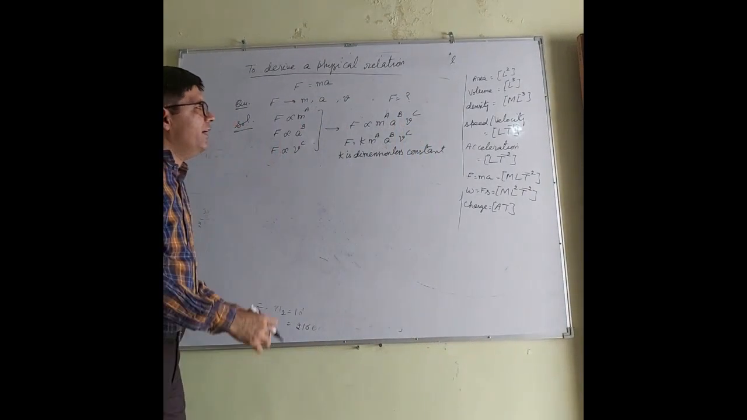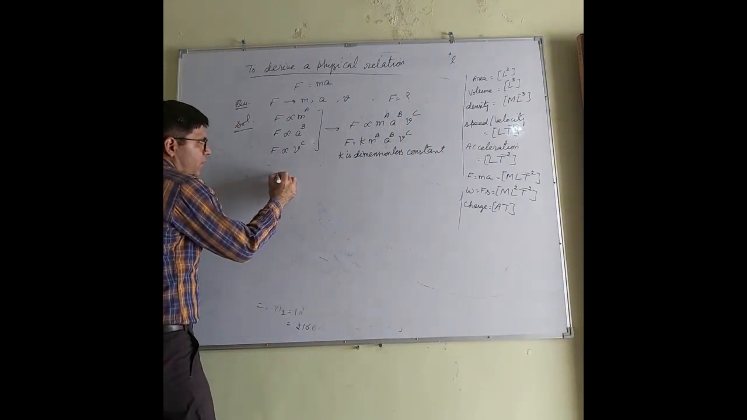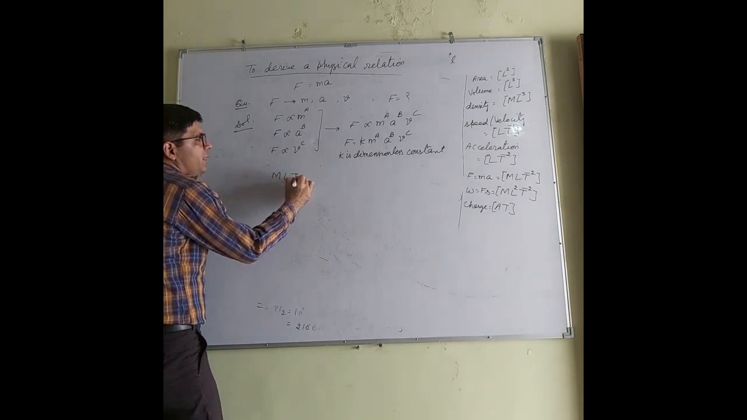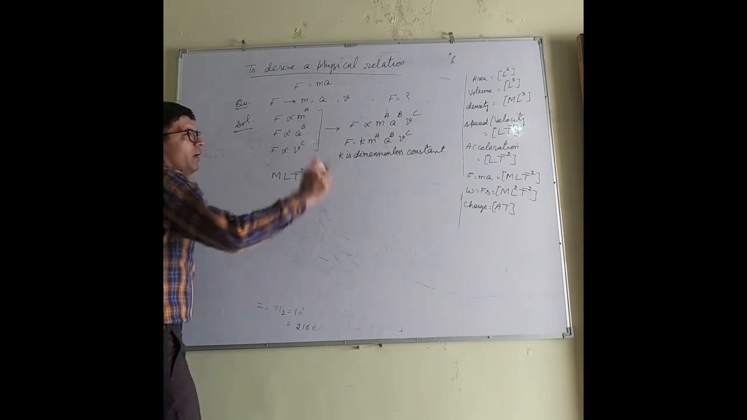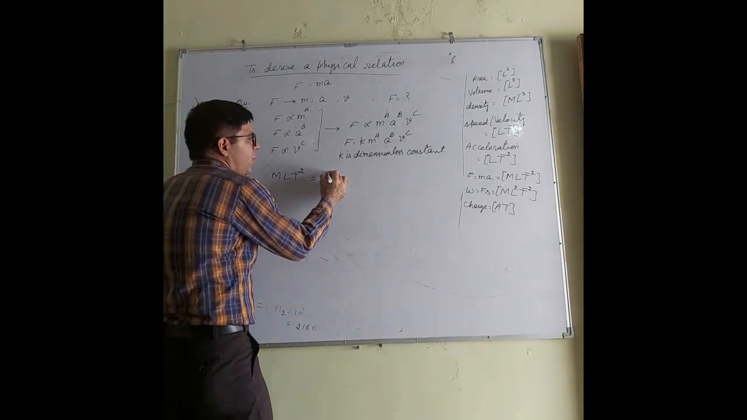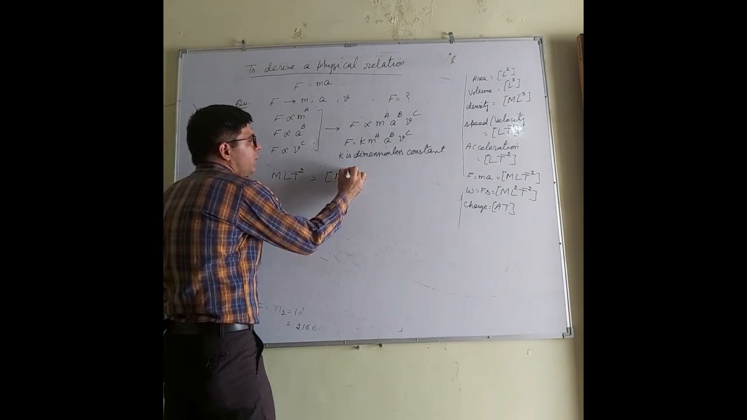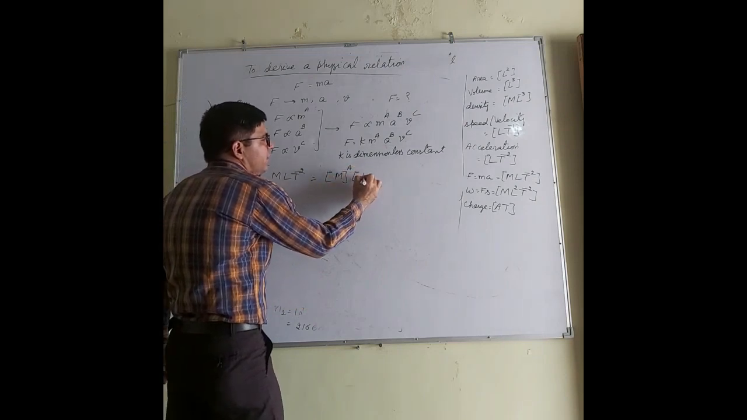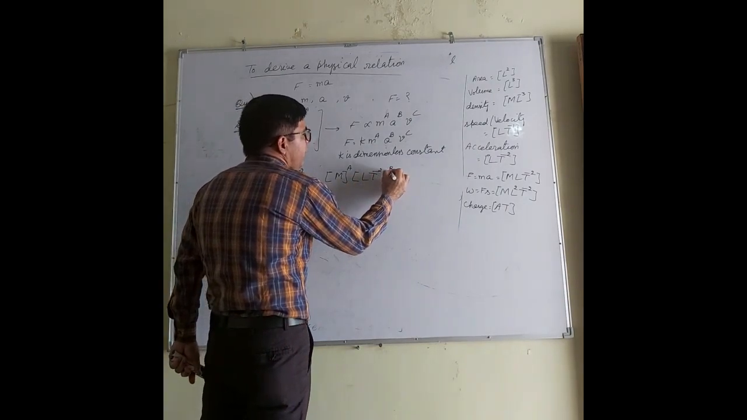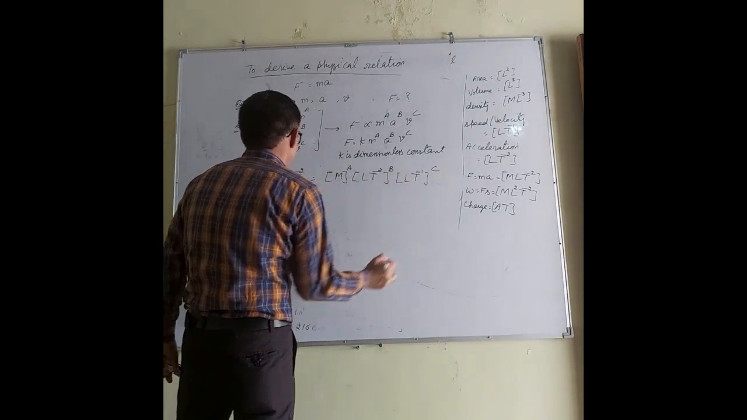Now, how can I find out the value of a, b, c? The dimension formula of F is MLT^-2. K is a dimensionless constant, so it has no formula. And what about the dimension formula of mass? It is simply M to the power a, acceleration L T^-2 to the power b, and velocity L T^-1 to the power c.